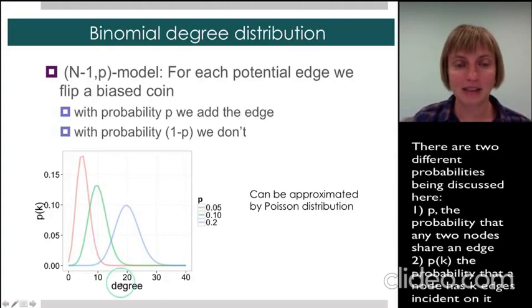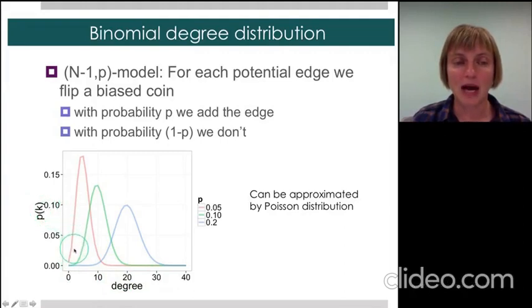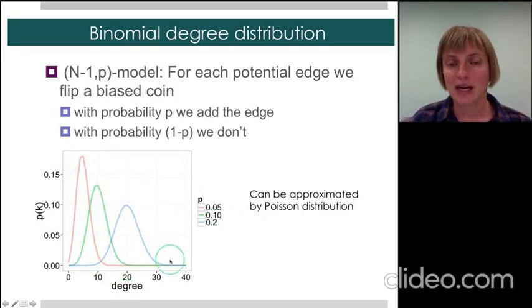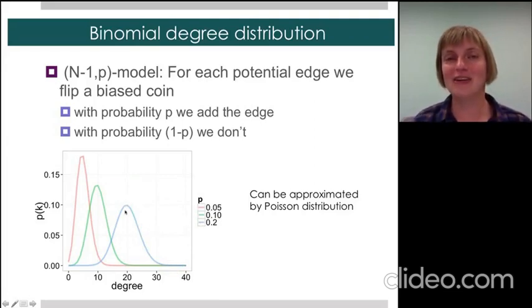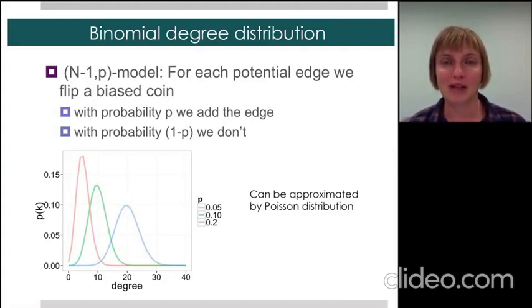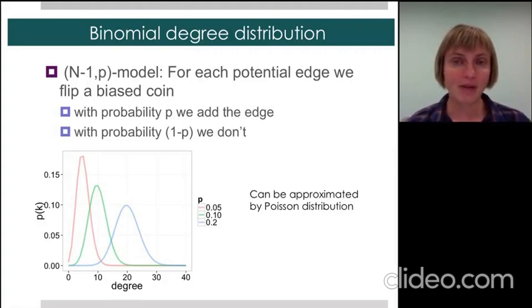And we have then the degree distribution, which tells us for every degree, what is the probability that a node has this given degree. And as we increase the probability from 5 to 20%, we can see the degree distribution shifting to the right. That is, the higher the probability of adding an edge, the higher the degree a node is likely to have. And this binomial distribution is very well approximated by the Poisson, as long as you have a largish network and the value of p isn't too high.